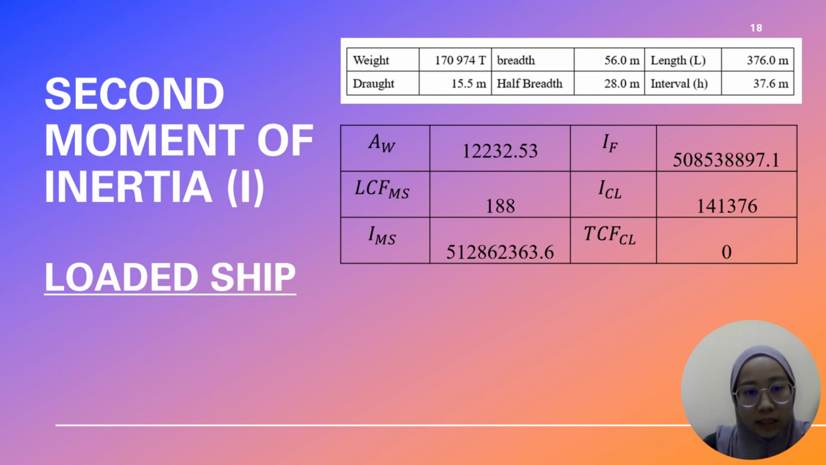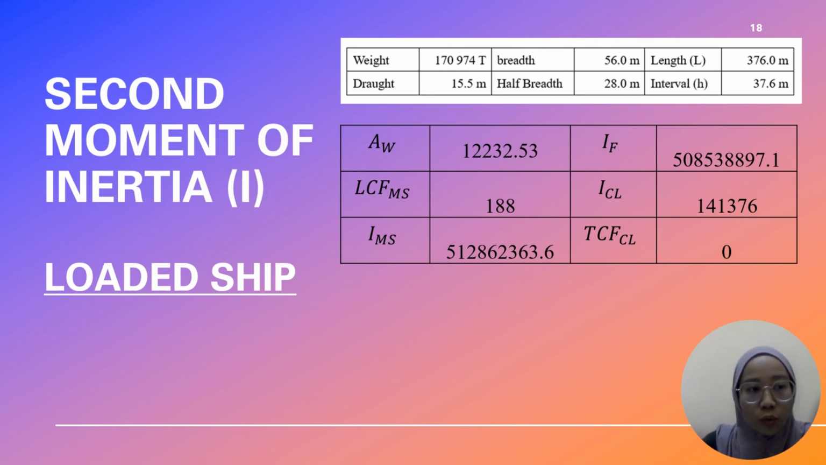So first, this is the second moment of inertia for the loaded ship. The weight of the loaded ship is 170,974 tons. The draft is 15.5 meters and the breadth is 56 meters. The length for the ship is 376 meters. So we can get all these values from the Simpson rule table.